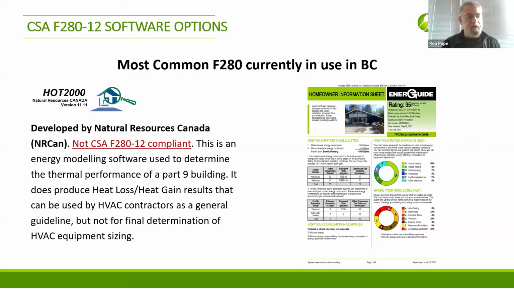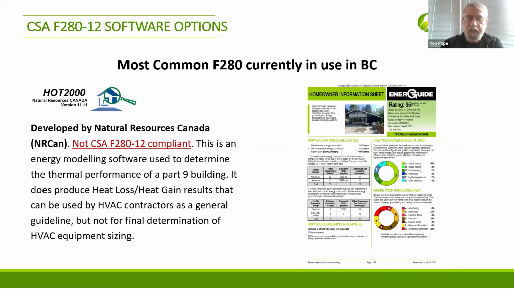say I'm a builder and I've got one person doing a Hot 2000 model and I have another person doing an F280 set of load calculations, it is a good idea to take them both and see how close they are to each other on the heat loss side, not the cooling side, but on the heat loss side. If the total heat loss of the building from both sets of software are within about 10% of each other, then you're probably good. If they're not, then something's wrong either with the energy model or the load calculations. It has to be aligned.